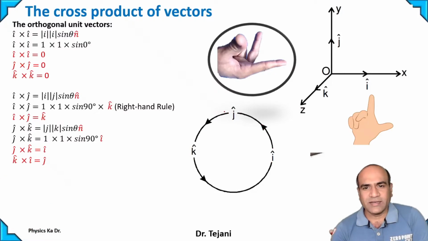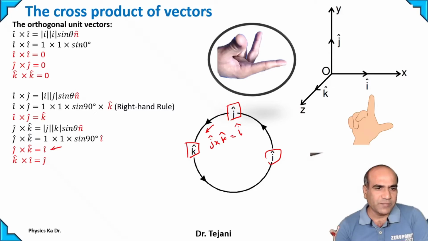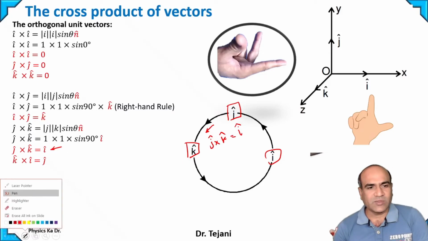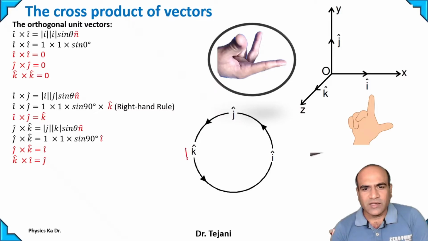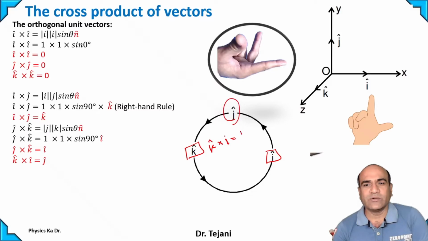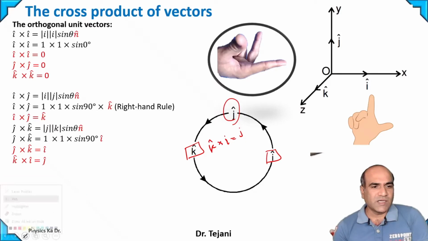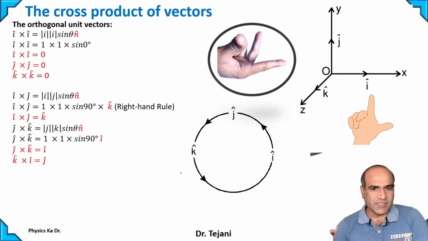For the next one, if you move from j to k in the same direction, that means j cross k. See, first comes j and second comes k, right? So the result becomes i cap. We have seen this one also here. And for the third case, k cross i. So first k, then i, is equal to j, right? So from the circle, we can identify solutions easily.